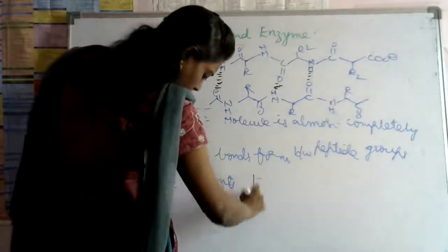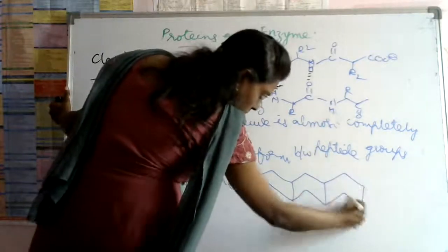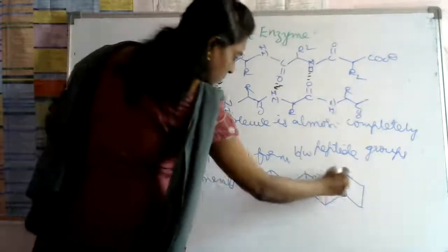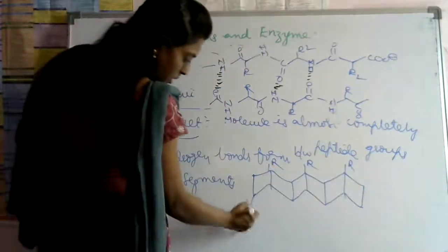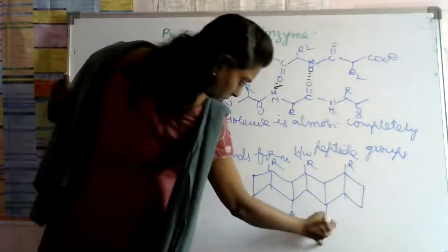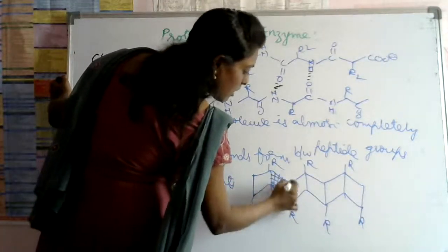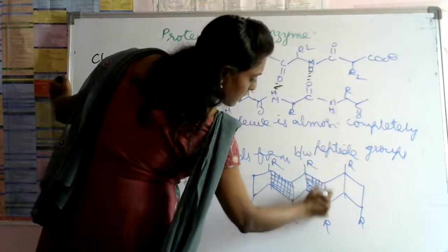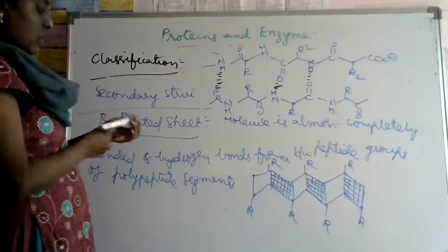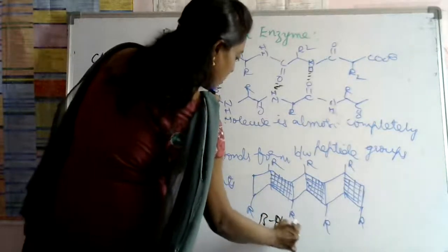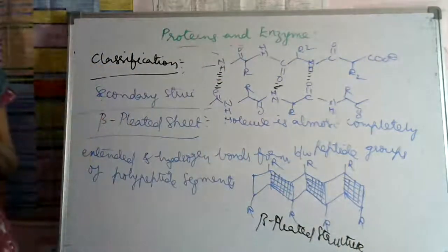I will show you. Group will be there. Means here hydrogen bonding is present. So this is the beta pleated structure.